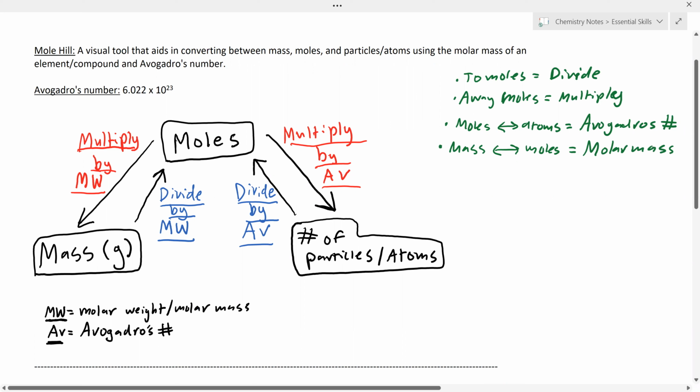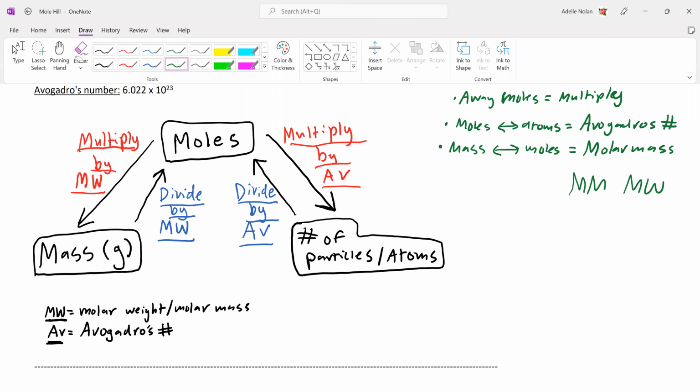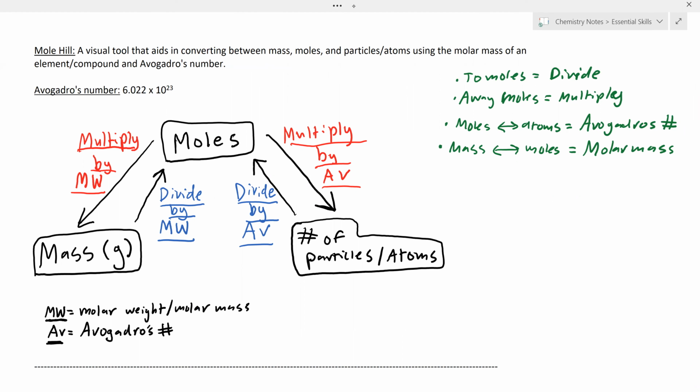Some people use molar weight, some people say molar mass, but mass and weight mean the same thing. You'll see some people write MM or MW, molar mass, molar weight, but they're the same thing. I wish people would only say it one way. That would make things a lot easier. But they don't, at least not that I'm aware of.